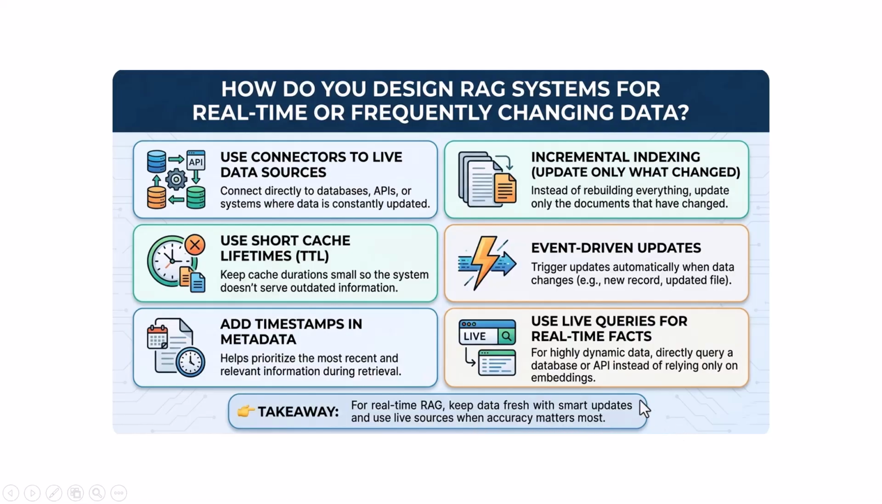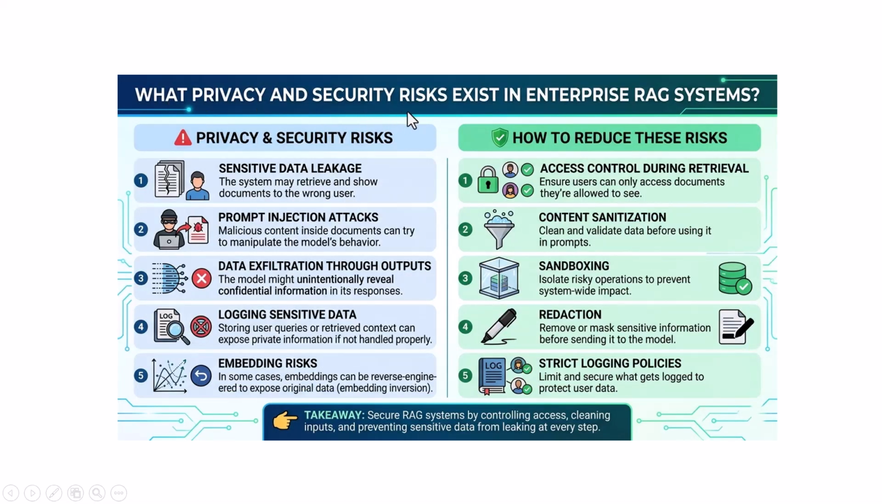Okay? Let's understand what privacy and security risks exist in enterprise RAG systems. Some of the risks could be sensitive data leakage. That is, the system may retrieve and show documents to the wrong user. Another risk could be prompt injection attacks. That is, malicious content inside documents can try to manipulate the model's behavior.